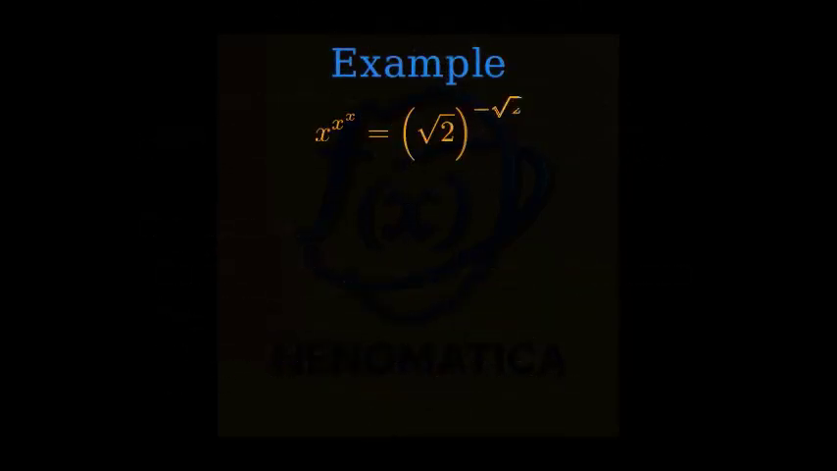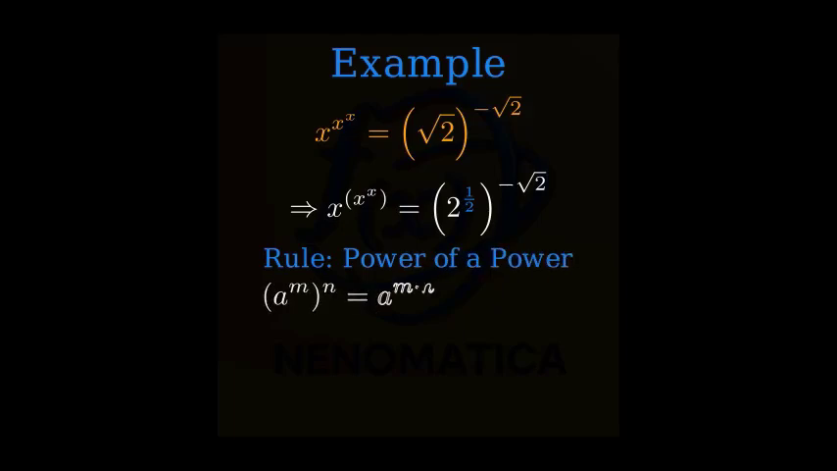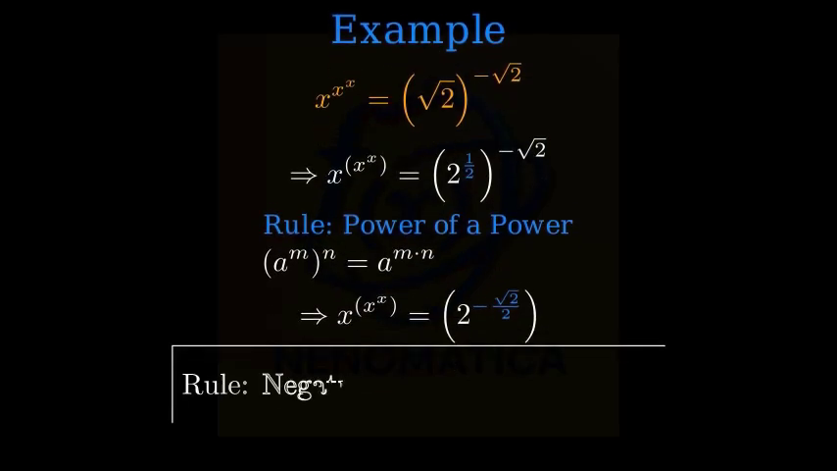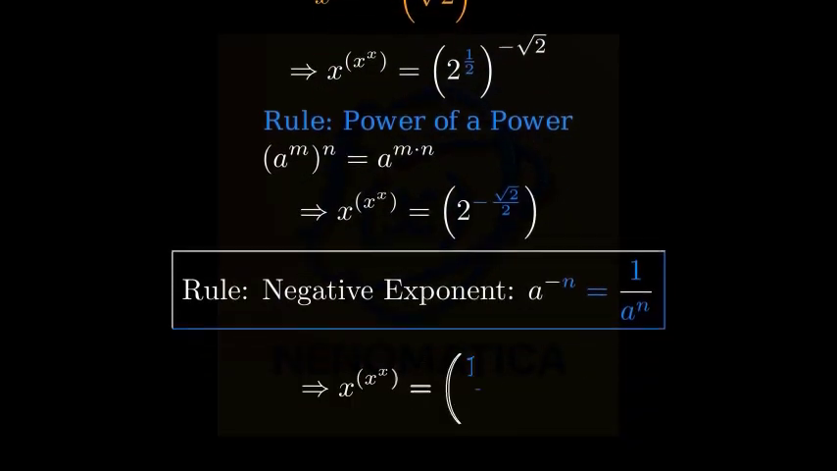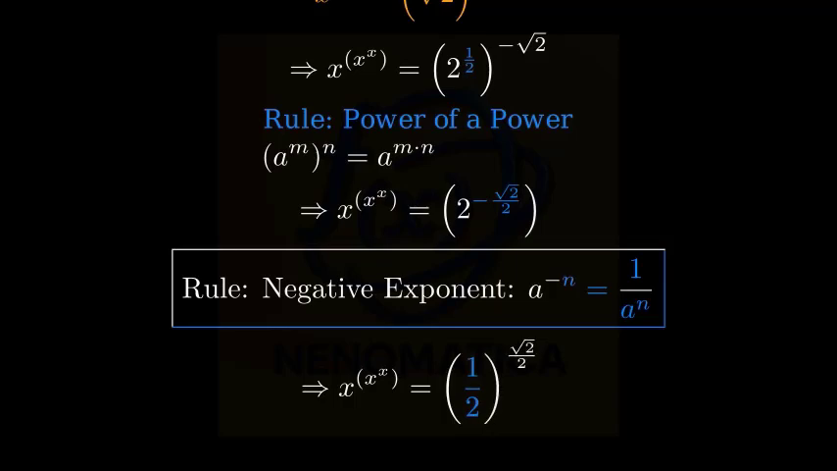Example. Let's solve the following exponential equation. First, let's rewrite the square root of 2 as 2 to the power of 1/2. Now, we'll apply the power of a power rule, which states that when a base with an exponent is raised to another power, we multiply the exponents. So we multiply 1/2 by negative square root of 2. When we have a negative exponent, we can rewrite it as a reciprocal with a positive exponent. So 2 to the power of negative square root of 2 over 2 becomes 1 over 2 to the power of square root of 2 over 2.